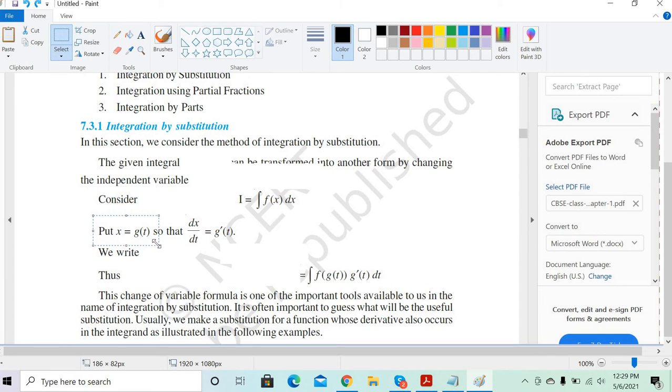Right? Now we will integrate with respect to t. So in order to integrate with respect to t, we have to change everything in the integration with respect to t only. So that's why x is equal to g of t, then in f of x, in the place of x you will put g of t, isn't it?